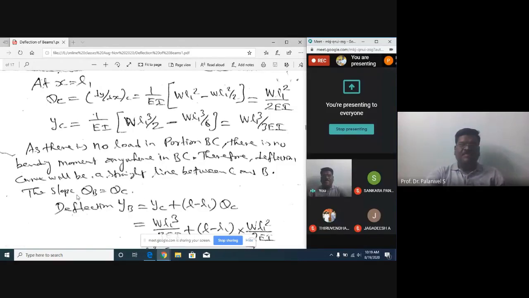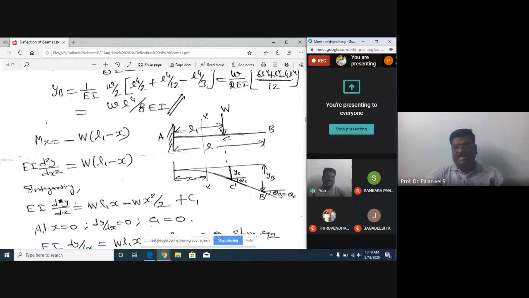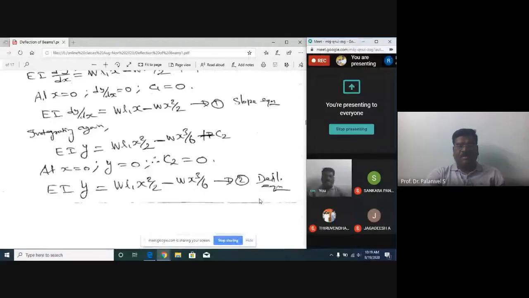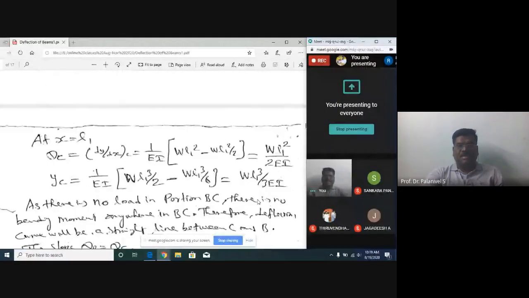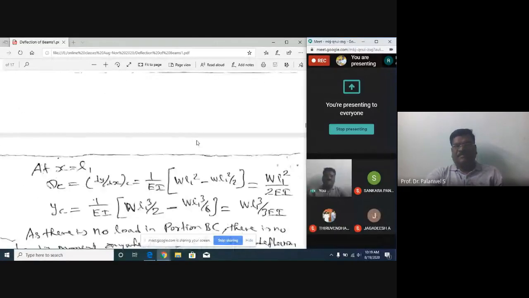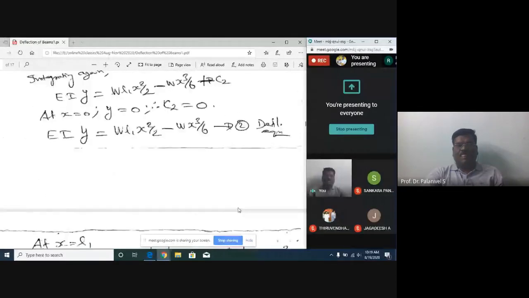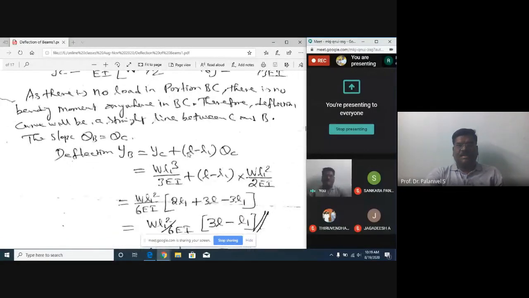So the slope theta B is equal to theta C, already explained. Slope theta B is equal to theta C here, because this beam portion is a straight line. Because there is no bending moment here, the beam will not bend further. It will be just like a straight line there. That is why we can determine the deflection: YB is equal to YC plus L minus L1 into theta C.